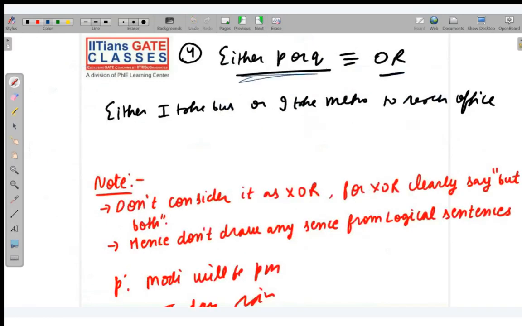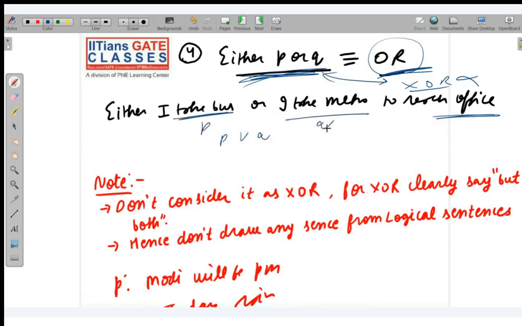Next is either P or Q. So if we say either P or Q, you will treat it as or only. But unfortunately, many teachers and others on YouTube will say that it is just like XOR. No, it is not like XOR. It is just like or only. So if I say either I take bus or I take metro to reach office, you will immediately convert it into P or Q. I take bus is P, I take metro is Q. So either I take bus or I take metro to reach office, P or Q. That is one and the same thing.